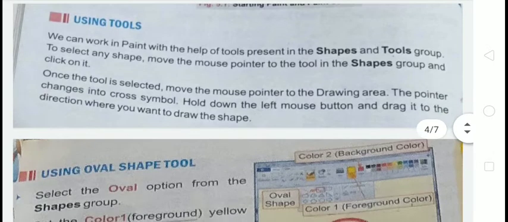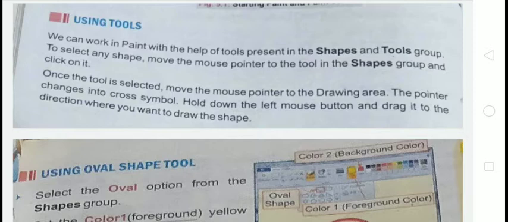Next topic is using tools. How can we use tools in paint? We can work in paint with the help of tools present in the shapes and tools group. Means in the shapes and tools group there are so many tools available. So we can work in paint with the help of that tools.